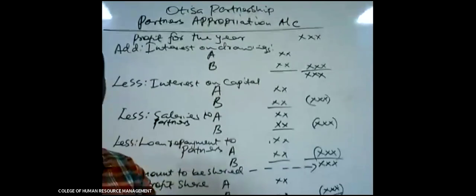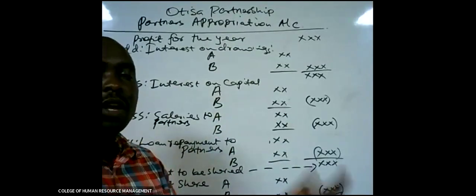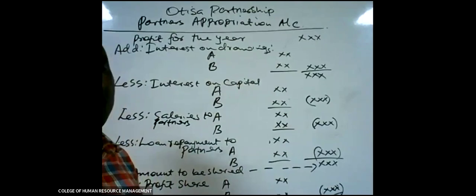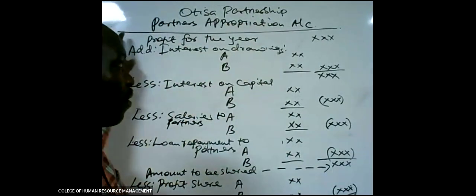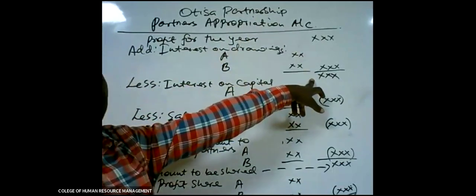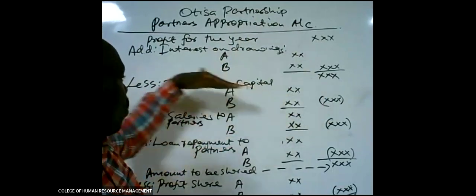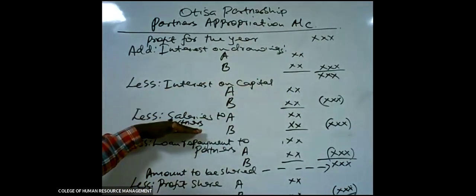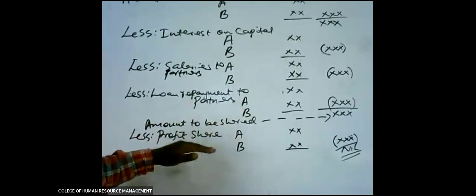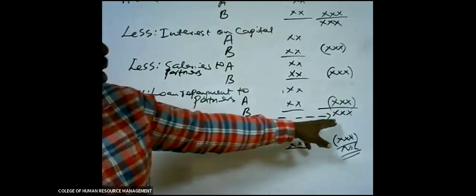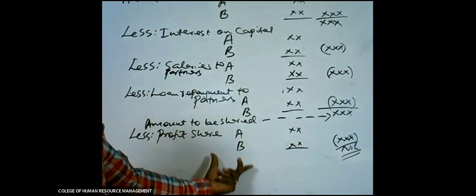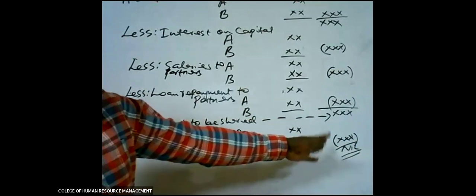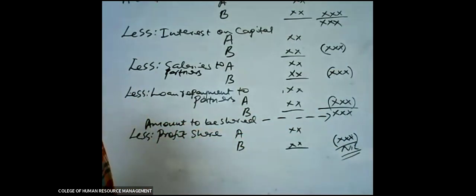The next day, they will not ask you to do maybe the partner's current account. They will ask you to do the appropriation account. That is the format. We add the interest on drawings to the net profit. Then from that amount, we pay the interest on capital, salaries to the partners, and any loan repayment to the partners, and then an amount remains to be shared. If it is a loss, they will share that loss. And then after the share of profit or loss, nothing remains.